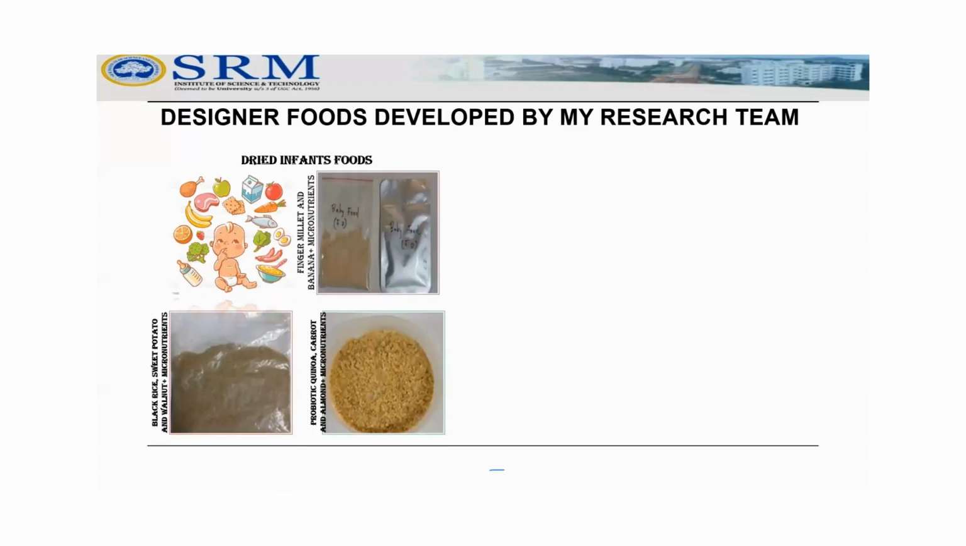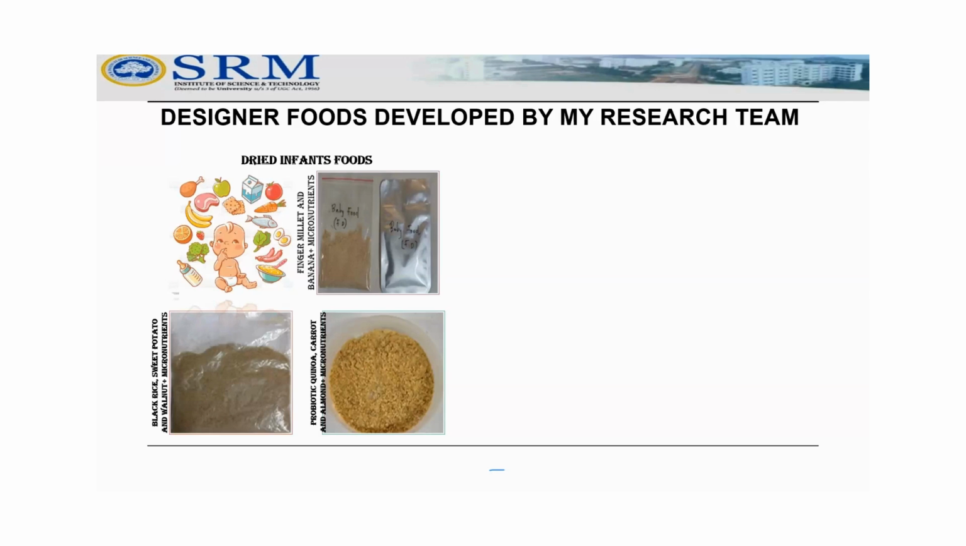It is one category, infant foods. Infant foods with finger millet and banana, then black rice and sweet potato, walnut. All these foods are fortified. Only infant foods are fortified with micronutrients. My strong belief is that only with natural ingredients we may not be able to develop designer food to meet the specific group's requirement, with respect to micronutrient deficiency, to address malnourishment related to micronutrients.